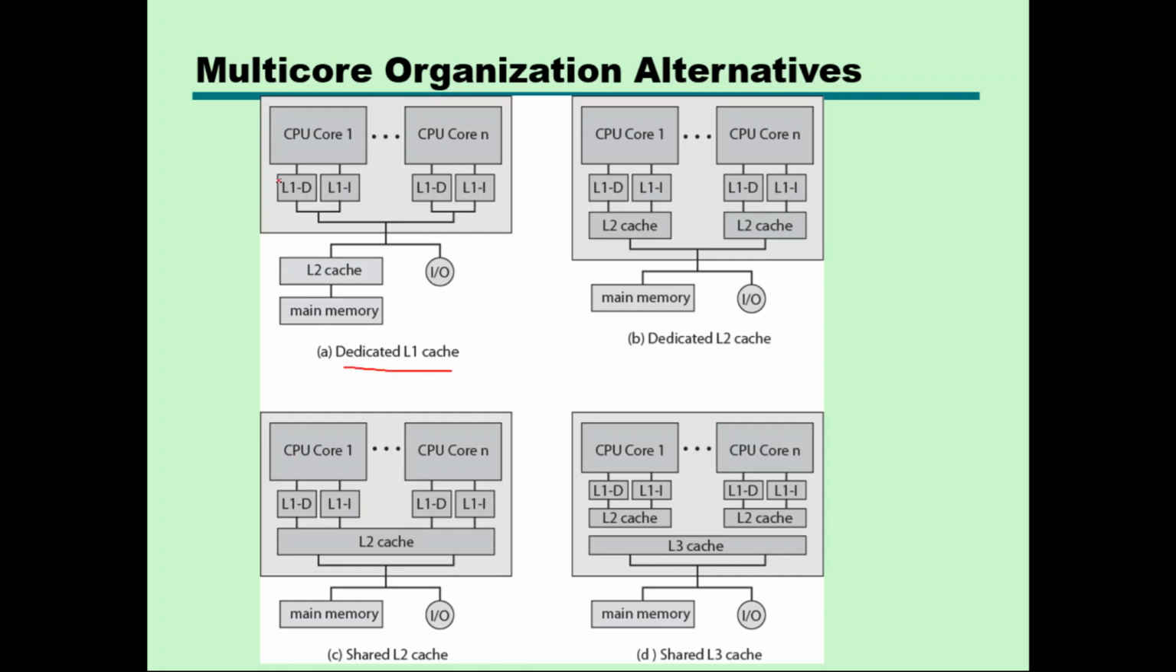Here you can see in a single chip there are two cores. Not only two cores, there can be any number of cores, core 1 up to core n. Each core has its own L1 cache. In the L1 cache there is a separate cache for the instruction part and a separate cache for the data part. So in the chip there can be any number of cores, and each core will have its own dedicated L1 cache, with a separate data cache and instruction cache.